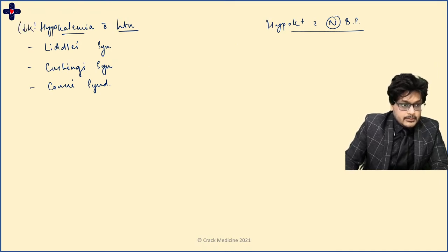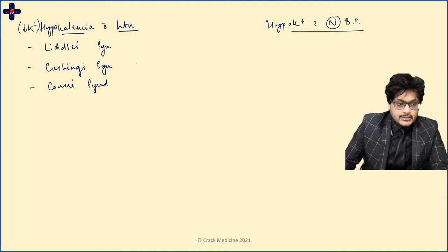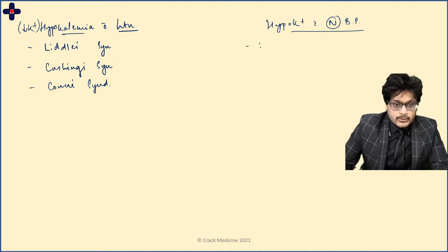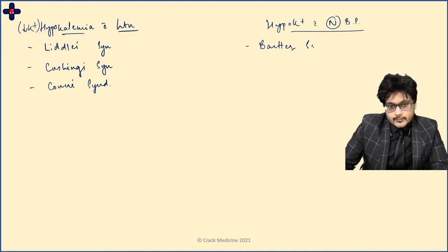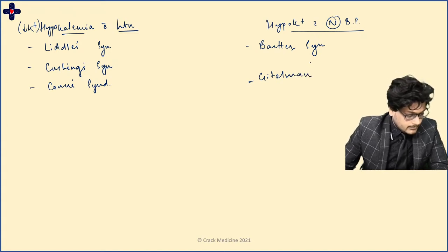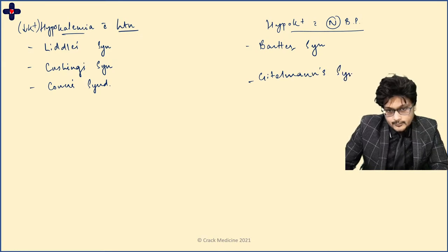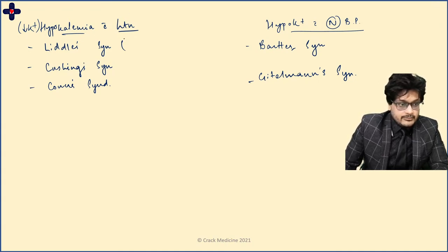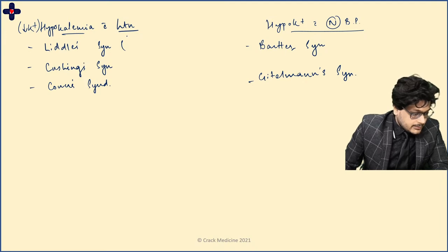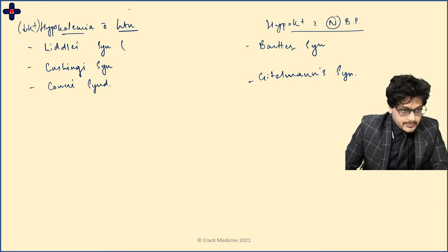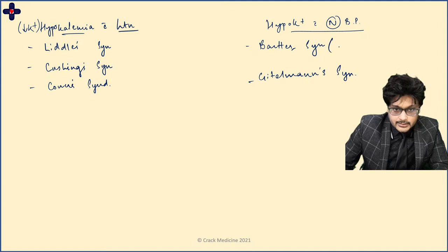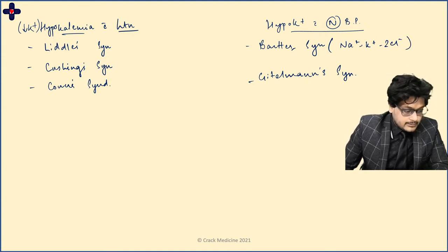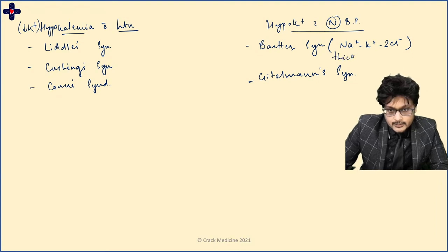Okay, just remember Liddle's. If you're getting confused in Liddle's, Bartter and Gitelman, there's a very simple thing. Liddle syndrome is quite separate from these two. Now here you will see Bartter and Gitelman. I'll just tell you how to remember these two. Coming to Liddle's back here, the patient will have hypokalemia with hypertension. What's the problem going on with the patient, right? So this is mimicking hyperaldosteronism, right? And with Bartter, you have sodium potassium chloride channel deficiency. I mean, there's a defect in the thick ascending loop of Henle.